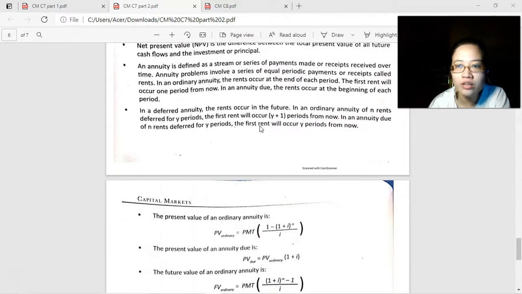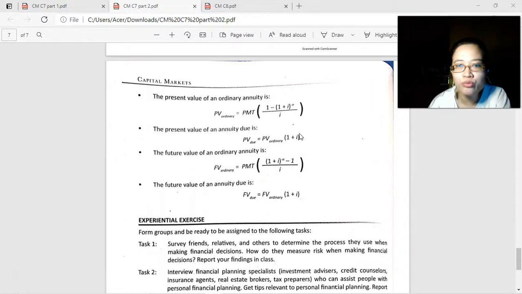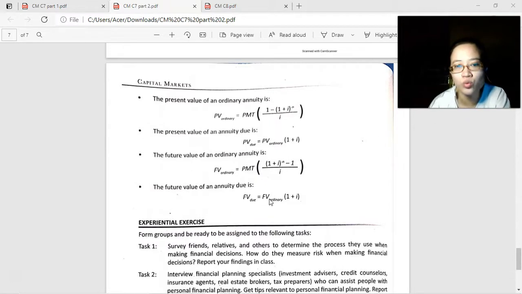In an ordinary annuity of N rents deferred for Y periods, the first rent will occur Y plus 1 periods from now. Pag annuity due naman of N rents deferred for Y periods, the rent will occur Y periods from now, the first one. Okay? So, ito yung mga formula niya. Present value of ordinary annuity, present value of annuity due, future value of ordinary annuity, tapos you have your future value of annuity due. Okay?